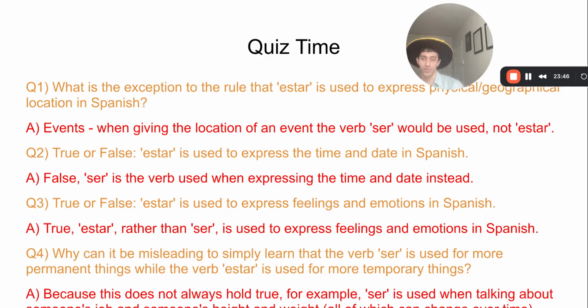So, yeah, this does not always hold true, and that's the reason why this could potentially be misleading. For example, ser is used when talking about somebody's job and someone's height, someone's weight, and more, and all of that can change over time. Yeah, there are a few other examples too, but that is the reason why thinking of ser as the more permanent one and estar as the temporary one could be misleading. But of course, use whichever method works best for you to remember these.